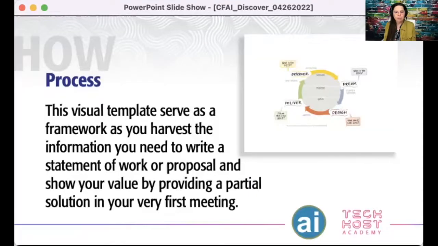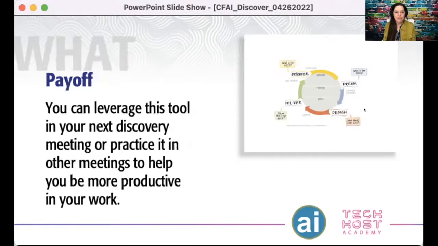The process we're going to go through today will be to learn about the 5 phases of the 5D appreciative inquiry cycle and how it pertains to a discovery meeting specifically. This visual template serves as a framework as you harvest the information you need to write, say, a statement of work or a proposal, and it shows your value by providing a partial solution in your very first meeting with the client. The payoff is that you can leverage this tool in your next discovery meeting or even practice it in other types of meetings to help organize your thoughts and be more productive in your work.